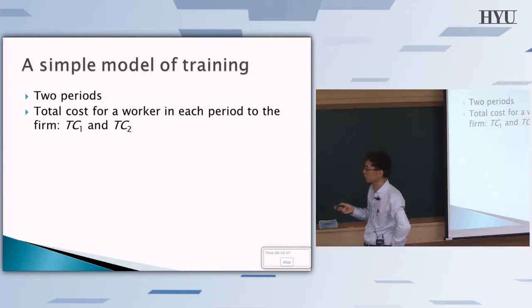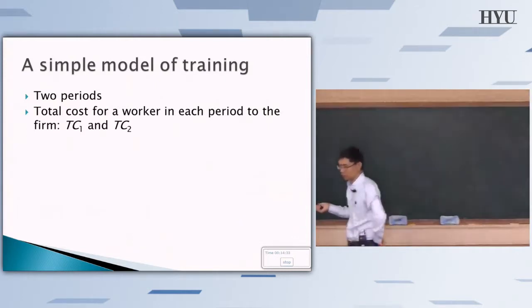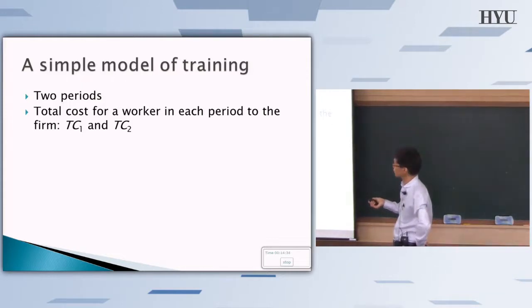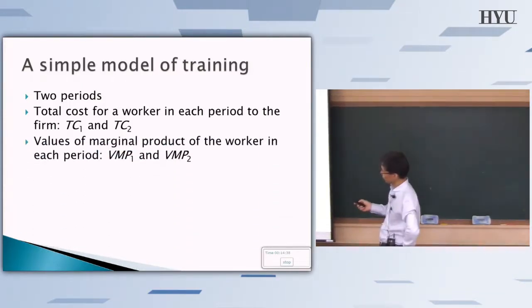Okay, so it shows how much it costs for a worker in each period. And we call the value of marginal product of the worker in each period VMP1 and VMP2. Okay.